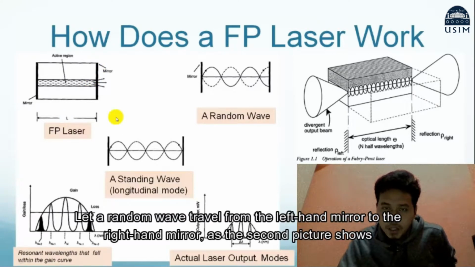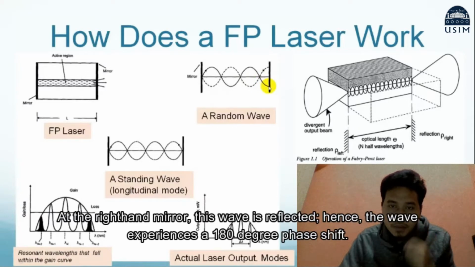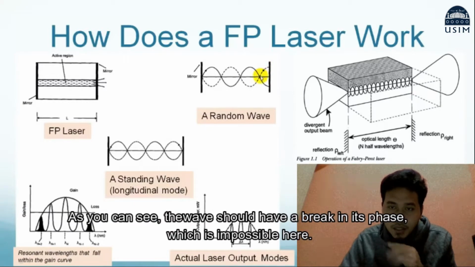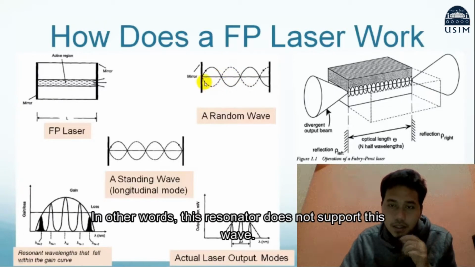For the second picture, let a random wave travel from the left hand mirror to the right hand mirror, as the second picture shows. At the right hand mirror, this wave is reflected, hence the wave experiences a 180-degree phase shift. As you can see, the wave should have a break in its wave, which is impossible here. In other words, this resonator does not support this wave.